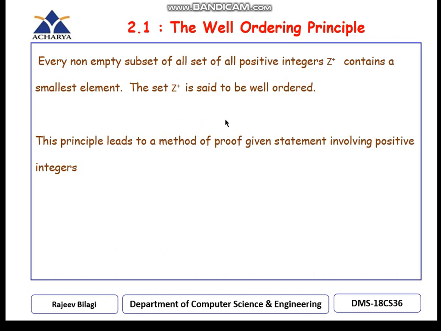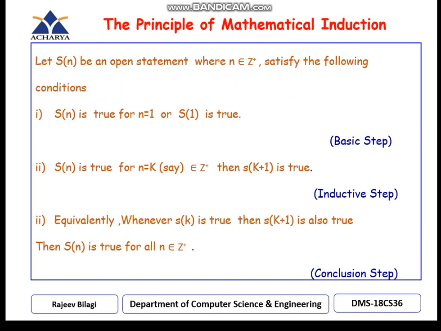Then later we are going to predict what would be the next elements. So this Z plus is said to be well ordered. This principle leads to a method of proof for a given statement involving certain positive integers. So let us understand how exactly this mathematical induction works. This is called the principle of mathematical induction.